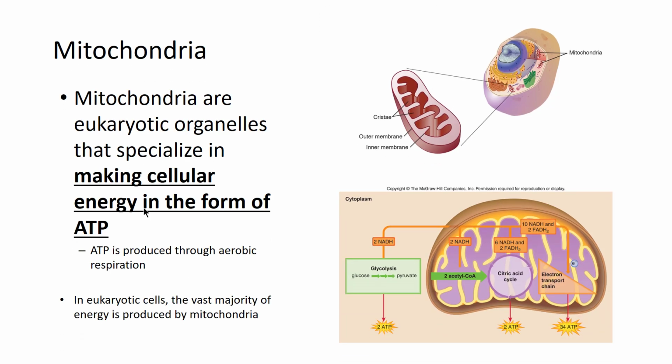The next organelle is the mitochondria. Mitochondria, which is actually plural. Mitochondrium would be singular. So mitochondria, plural, are eukaryotic organelles that specialize in making energy. These are often referred to as the quote-unquote powerhouse of the cell.